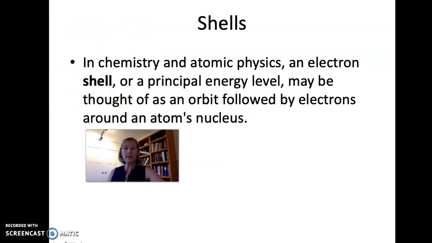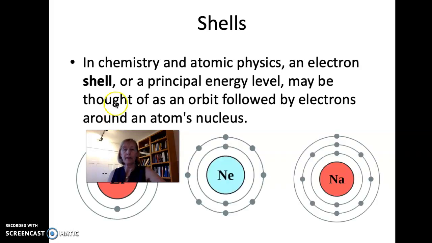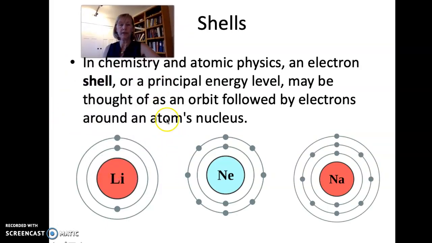The description is here again. In chemistry and atomic physics, an electron shell or a principal energy level may be thought of as an orbit followed by electrons around an atom's nucleus. Okay, that defines it well. These 3 examples I posted for you there.